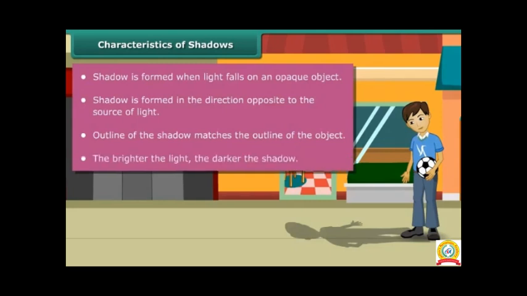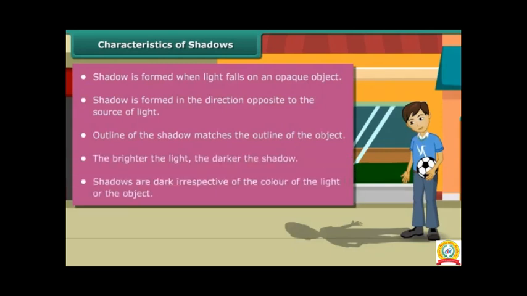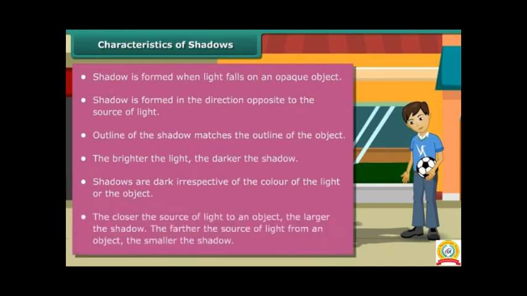The brighter the light, the darker the shadow. Shadows are dark irrespective of the color of the light or the object. The closer the source of light to an object, the larger the shadow. The farther the source of light from an object, the smaller the shadow.